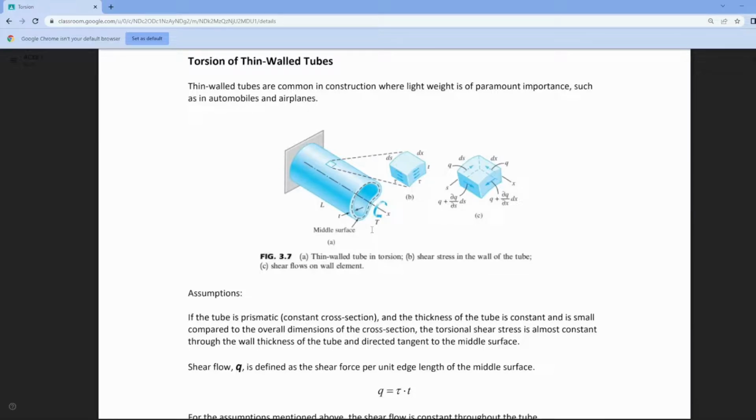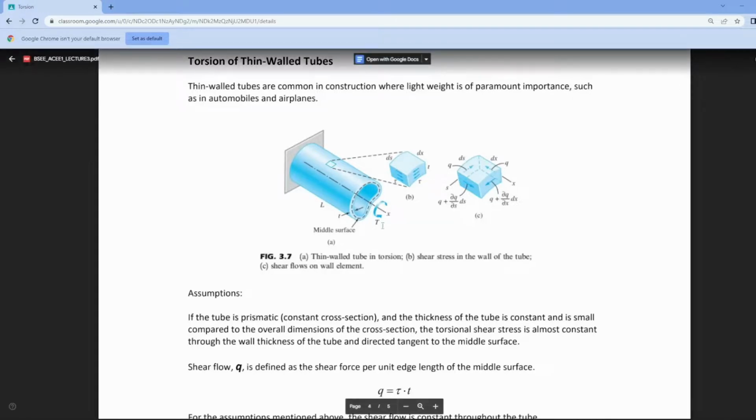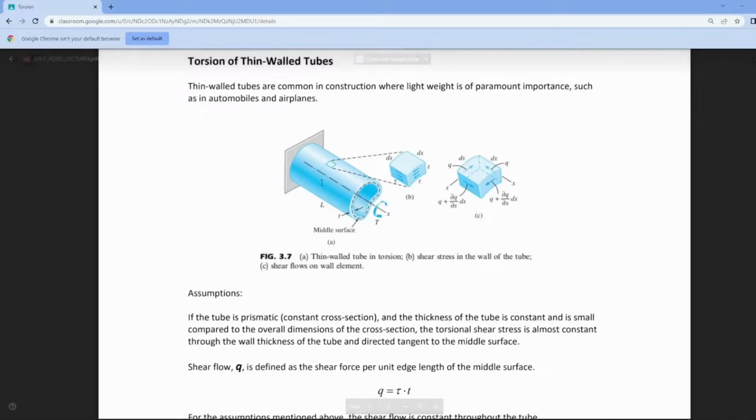In letter B, it shows the shear stresses in the wall of the tube. And letter C is the shear flow in that element. As you twist, shearing forces develop inside, and then there is a flow of those shear forces.